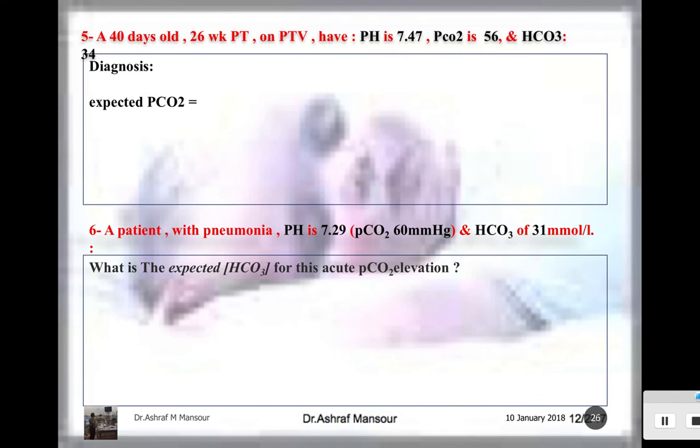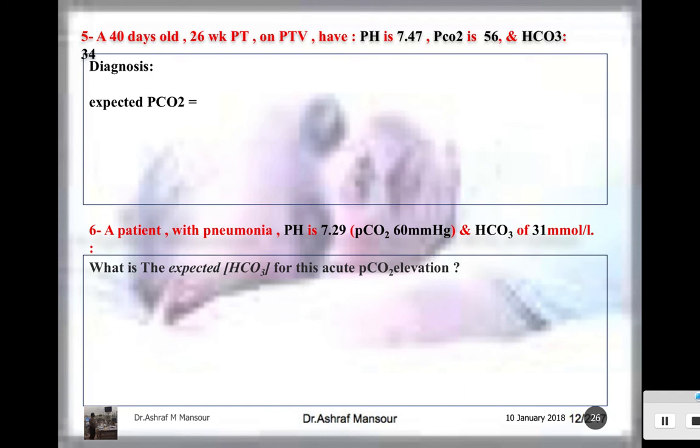Another case: a 40-day-old baby, 26 weeks, on BTV mode, and the pH here is alkalotic, 7.47, and the CO2 is towards the acidotic, from 45 to 56, by 11, and the bicarb is 34, towards the alkalotic. So what is the diagnosis? We will not say that the CO2 is high, so it will make acidosis, then there is compensation by the bicarb of the acidosis to the level to make alkalosis.